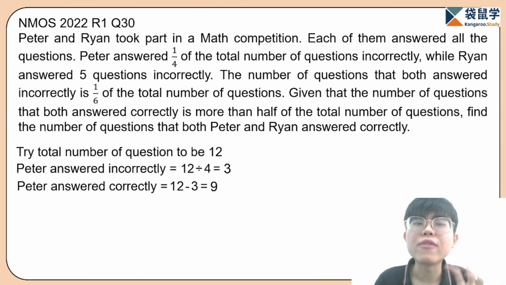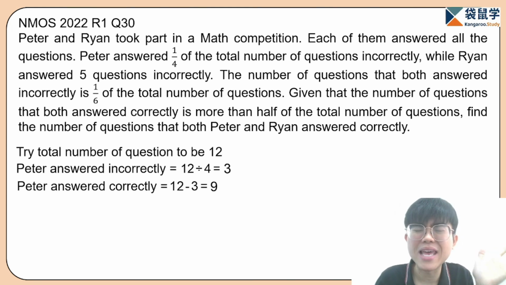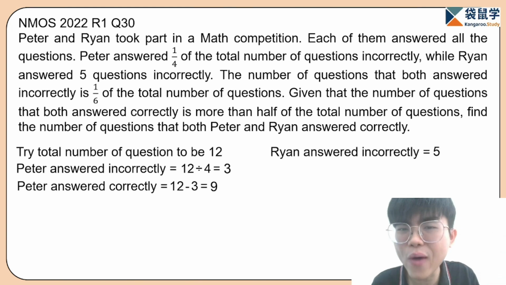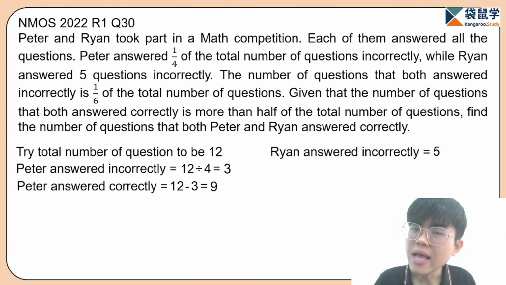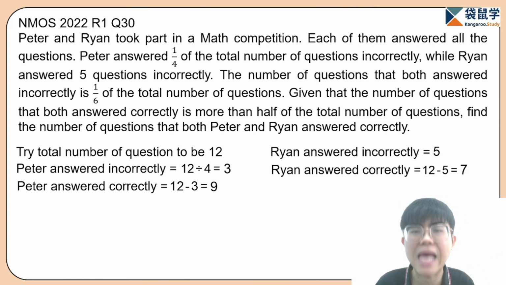Next, let's calculate for Ryan. For the number of questions that Ryan answered incorrectly, we don't even have to calculate it because it is already given in the question, which is 5. Then the number of questions that Ryan answered correctly is simply 12 minus 5 and we will get 7.